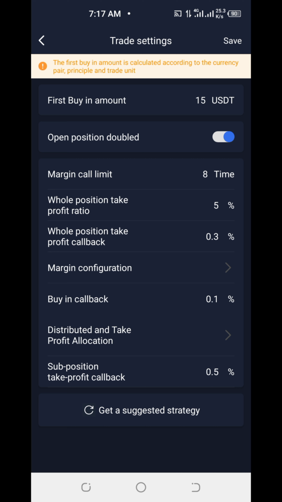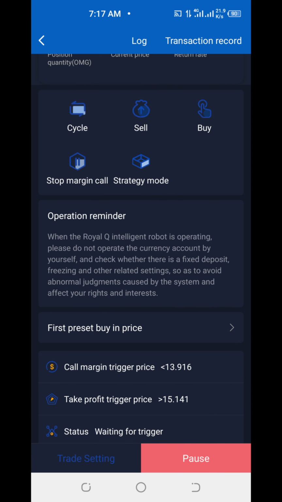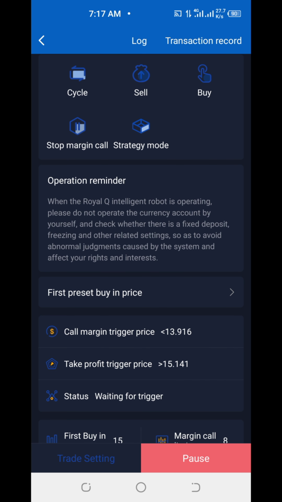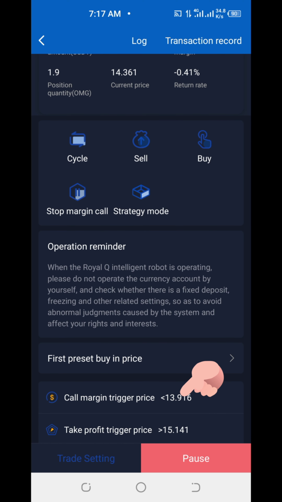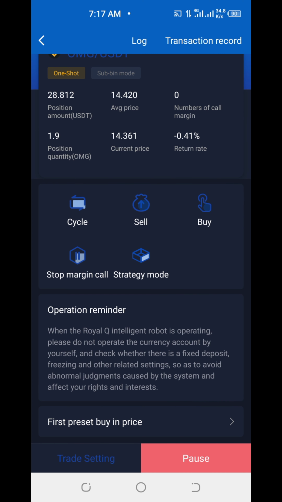If you notice, my margin call limit has changed to 8 again. That's because I didn't save it at that point, but let's leave it at 8. It doesn't really matter. So saved. So we have 13.9 as our call margin trigger price at 3.5. For it to get to 13.9, it's going to use 3.5 margin. It's going to fall by 3.5 margin drop.